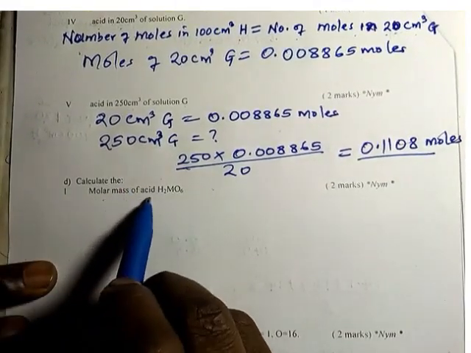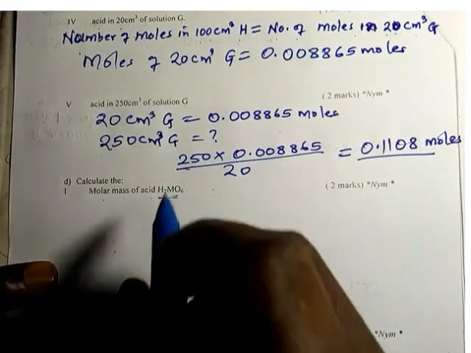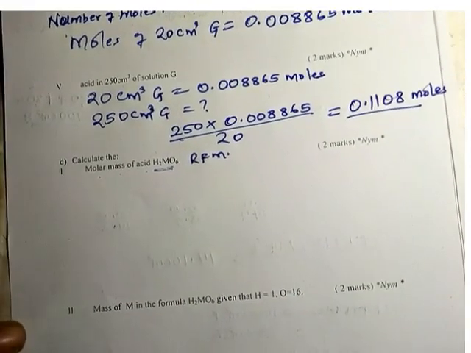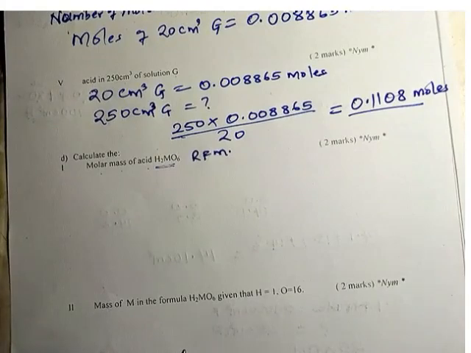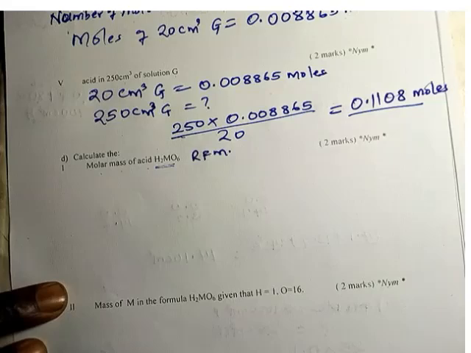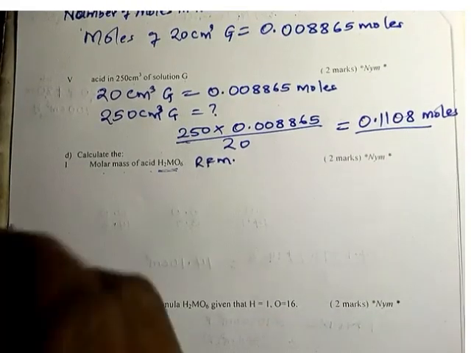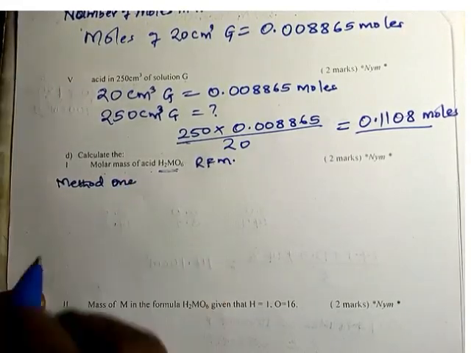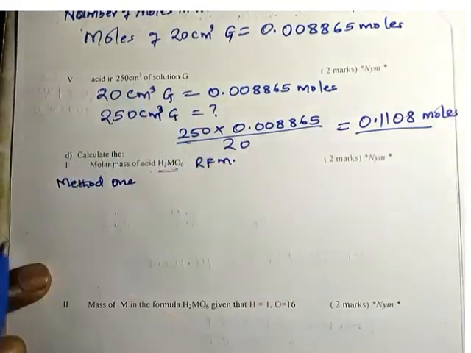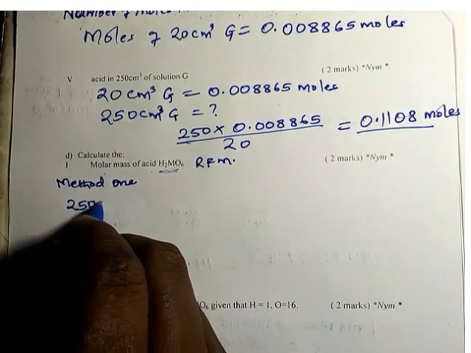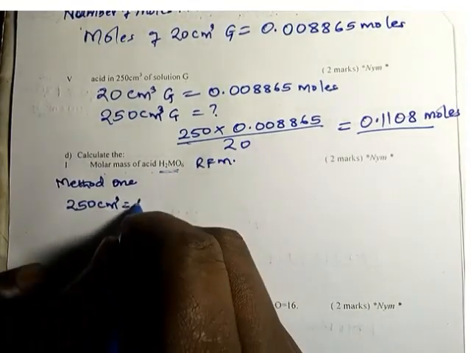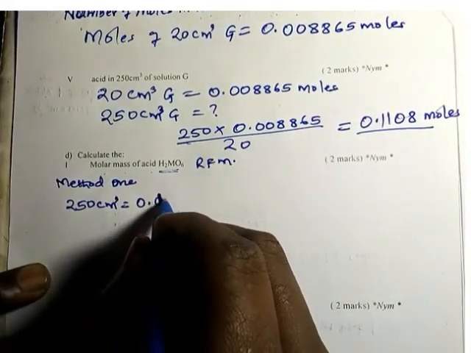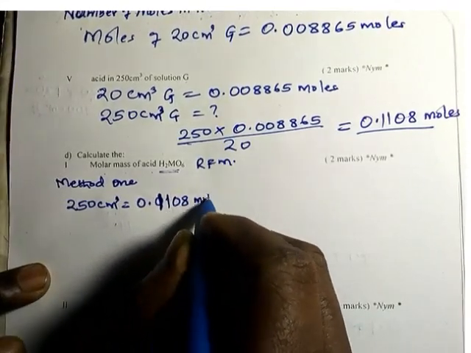Calculate the molar mass of acid. The molar mass is the same as RFM. Fine. So there are two ways we can do this. We can use method 1. We know the number of moles in 250 centimeters cube contains 0.1108 moles, right?